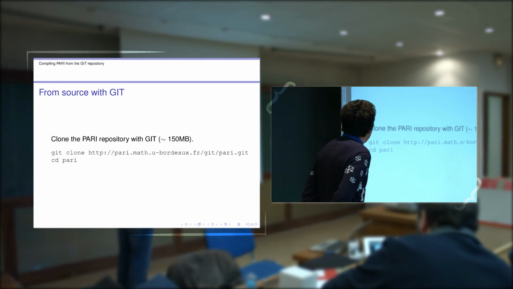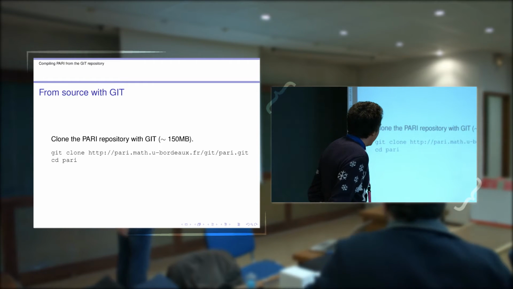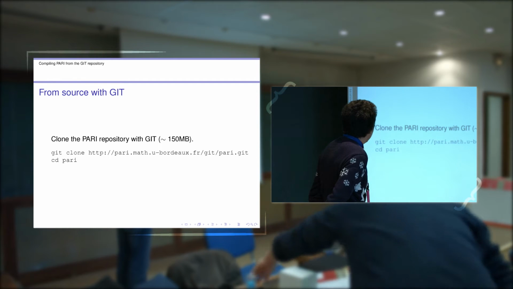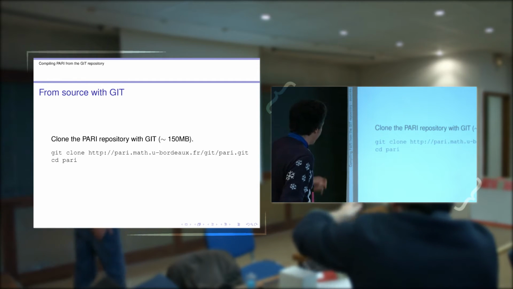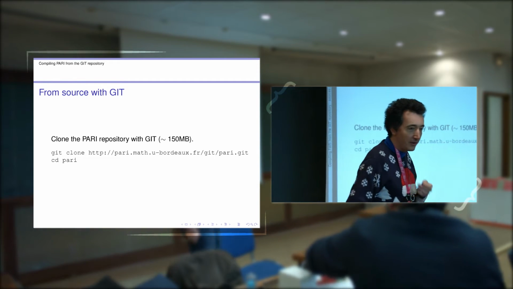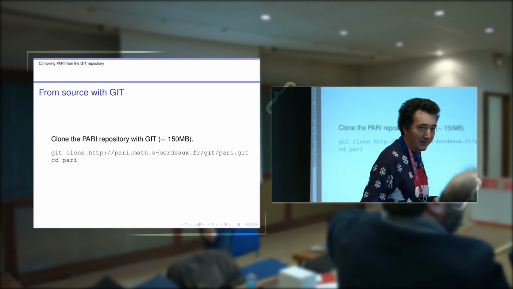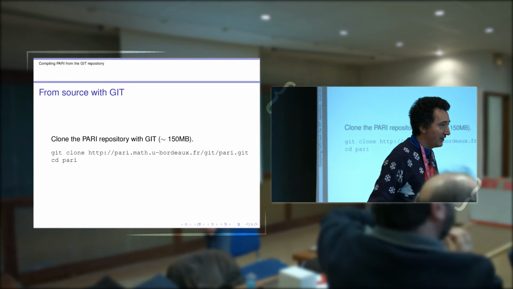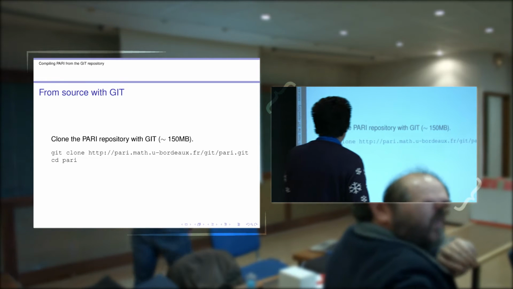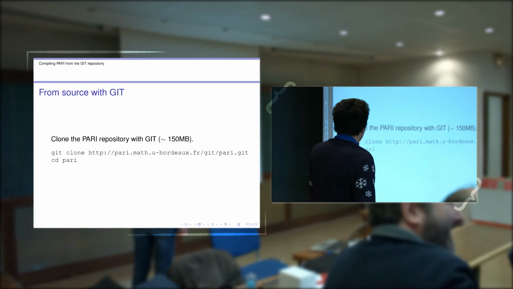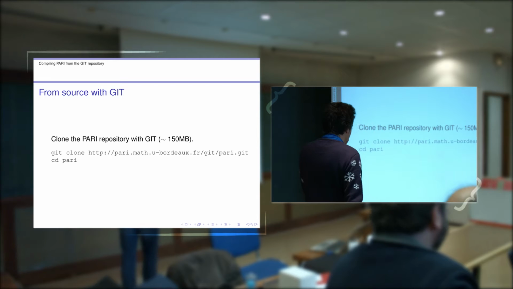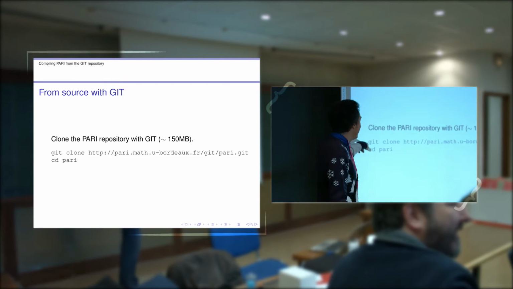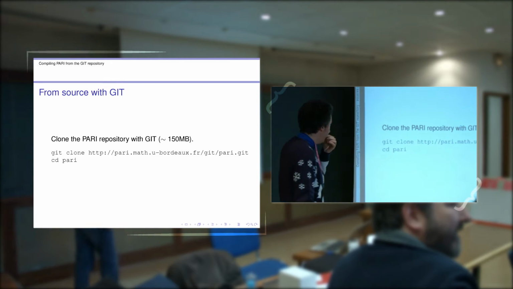So now we assume you have a compiler. If you don't have Git and you use Linux, you can do something like sudo apt-get install git, and you should get it, or the equivalent for Fedora. You clone the directory with this command, and you go to pari.